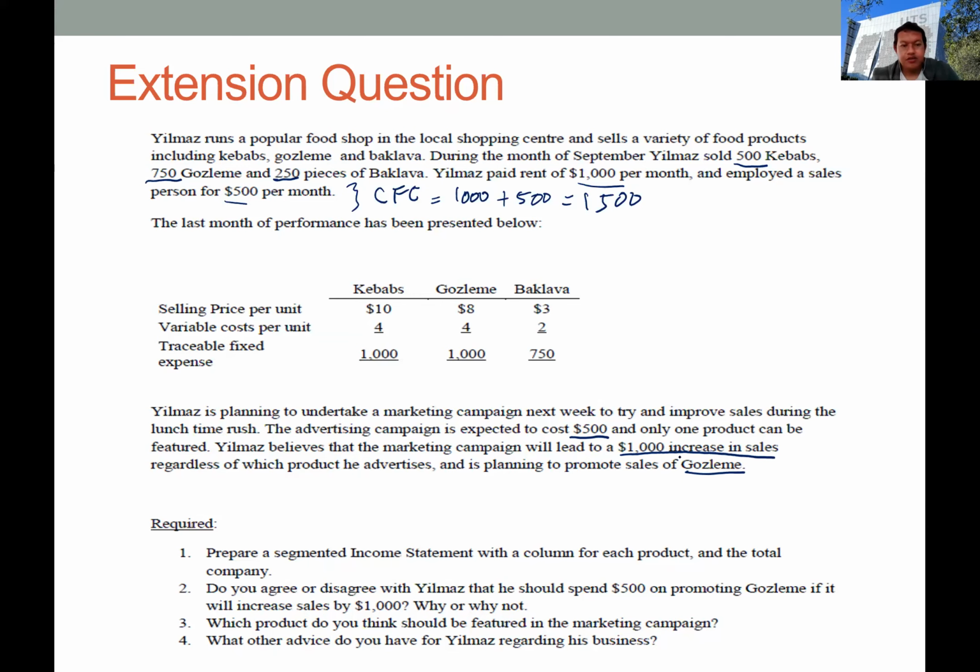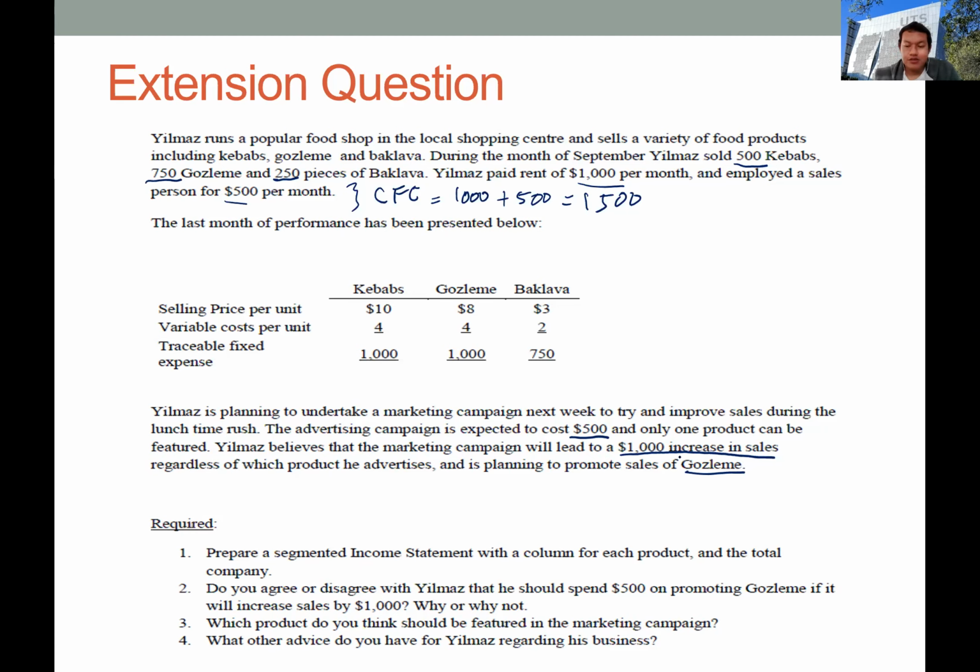Okay, and then we are required to prepare a segmented income statement. And then, do you agree or disagree with Yilmaz's decision to promote gozlimi? Okay, why or why not? Which product do you think should be featured in the marketing campaign? What other advice do you have for Yilmaz regarding his business?